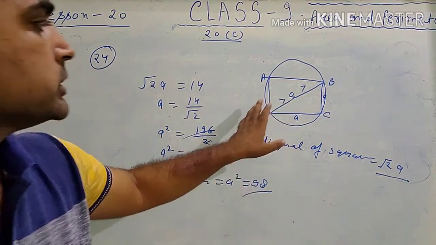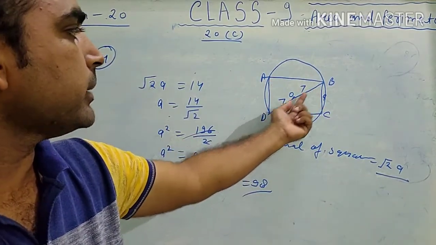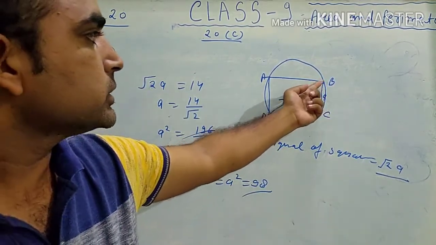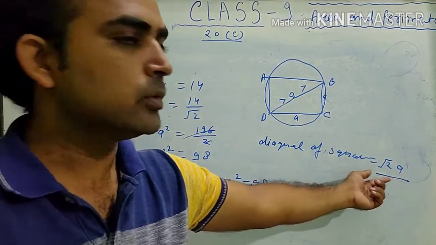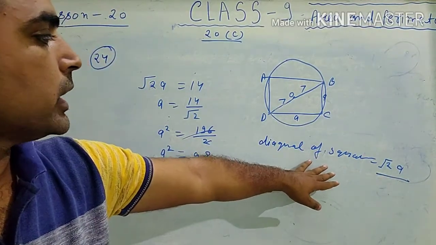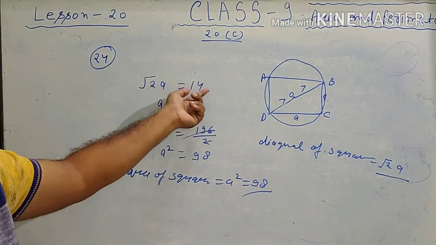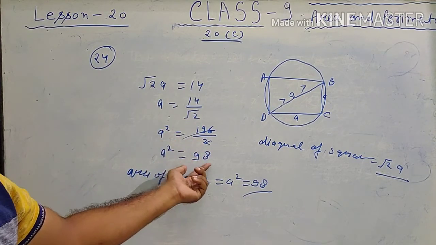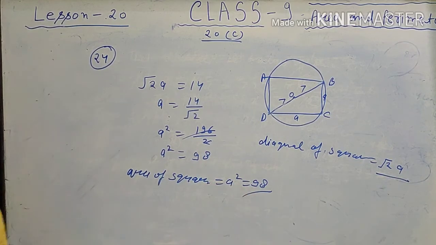Okay. In this question it is given that one square is inscribed in a circle and radius is given 7, 7 plus 7 is 14, which means the diameter of the circle is the diagonal of the square. And the diagonal of the square, you know very well, root 2 into a. Okay, if you have not learned it, you can find the diagonal by the Pythagoras theorem. So root 2 into a is equal 14. So a is equal 14 upon root 2. Now square both sides, so a square is equal 98 and a square is the formula of area of square. So your answer will be 98 square centimeter. Okay.